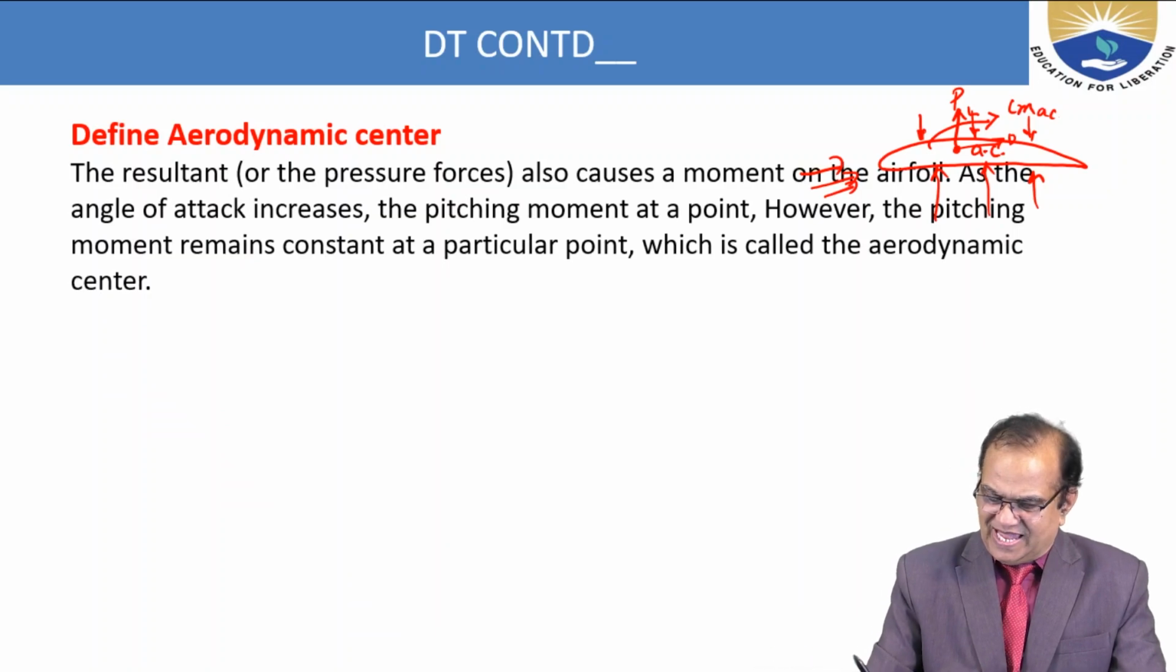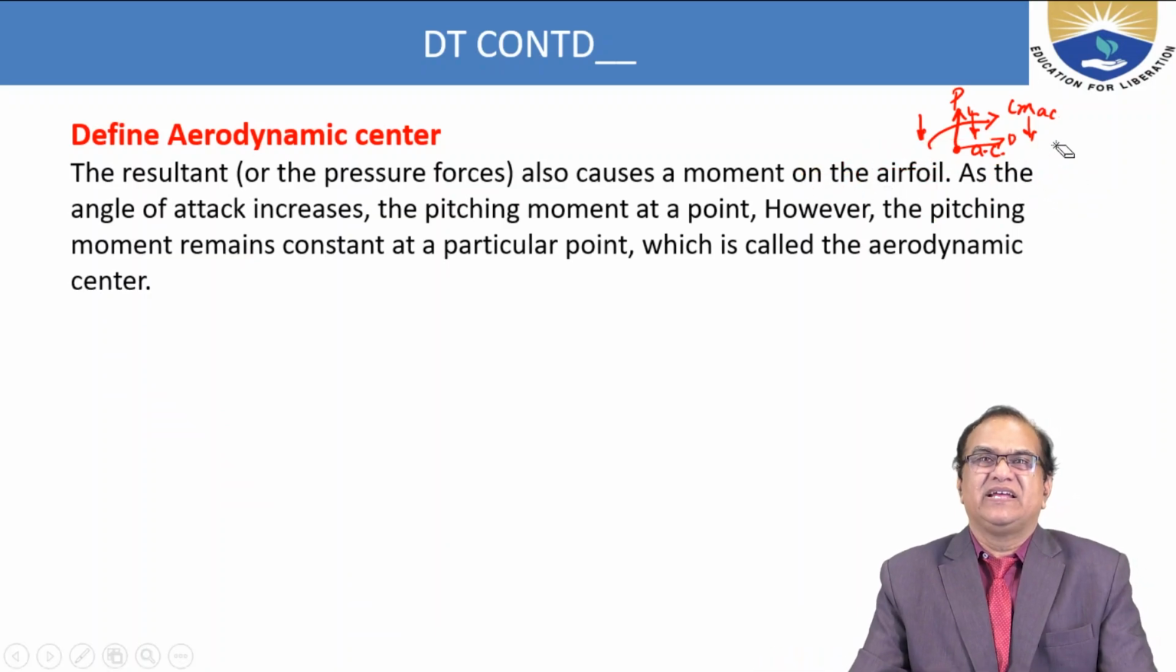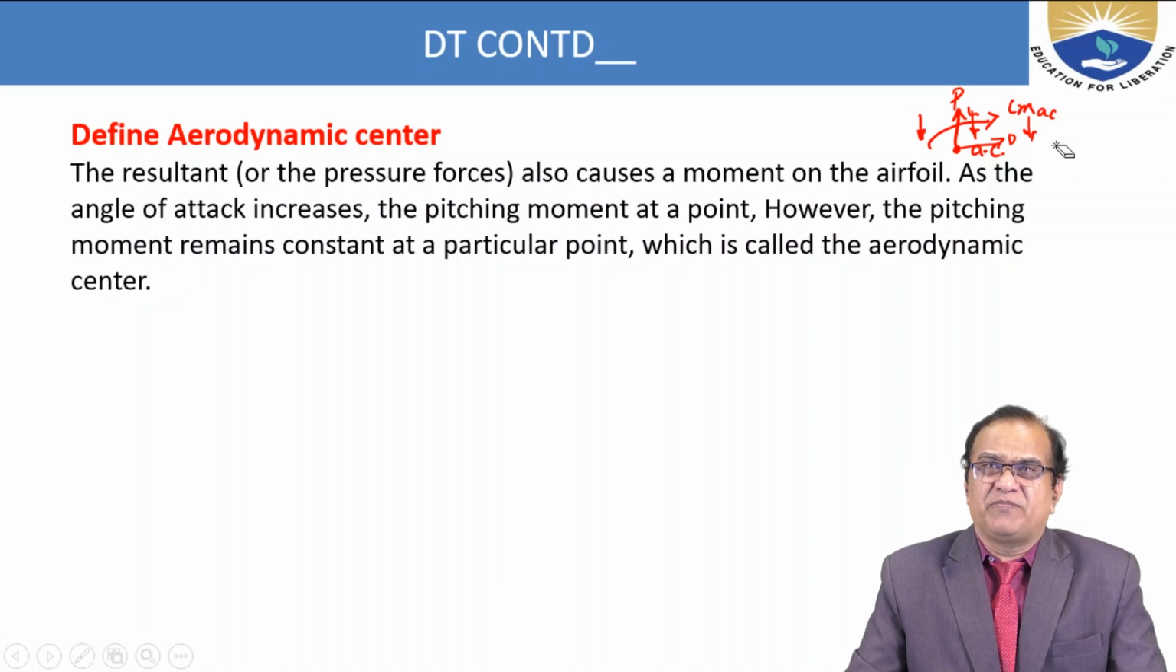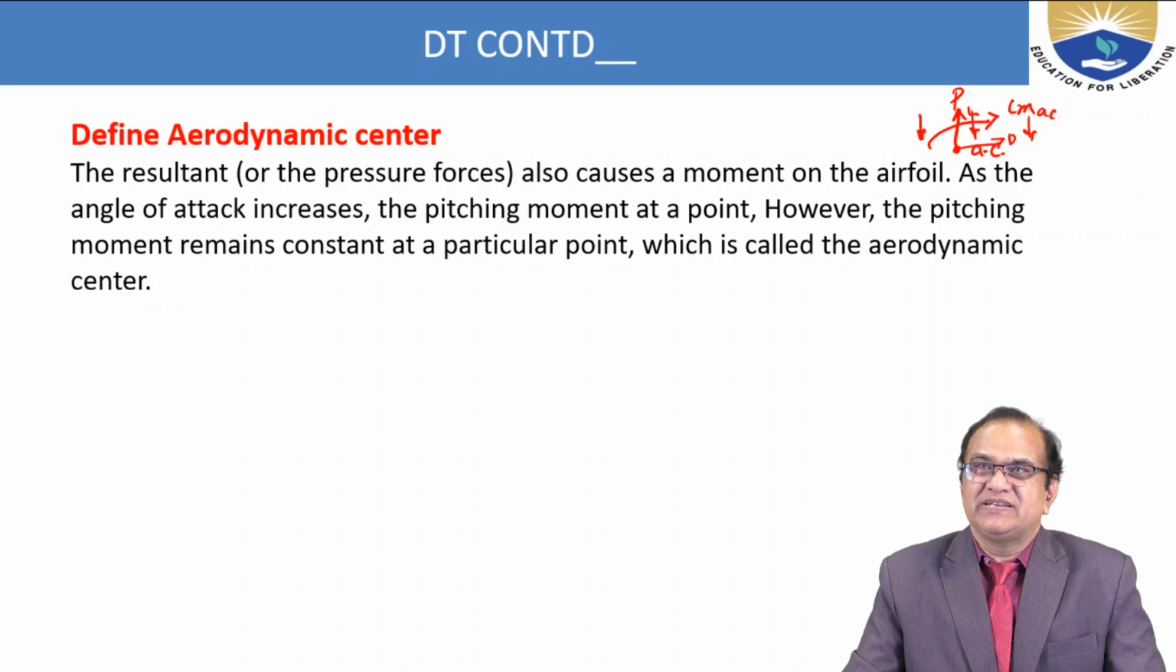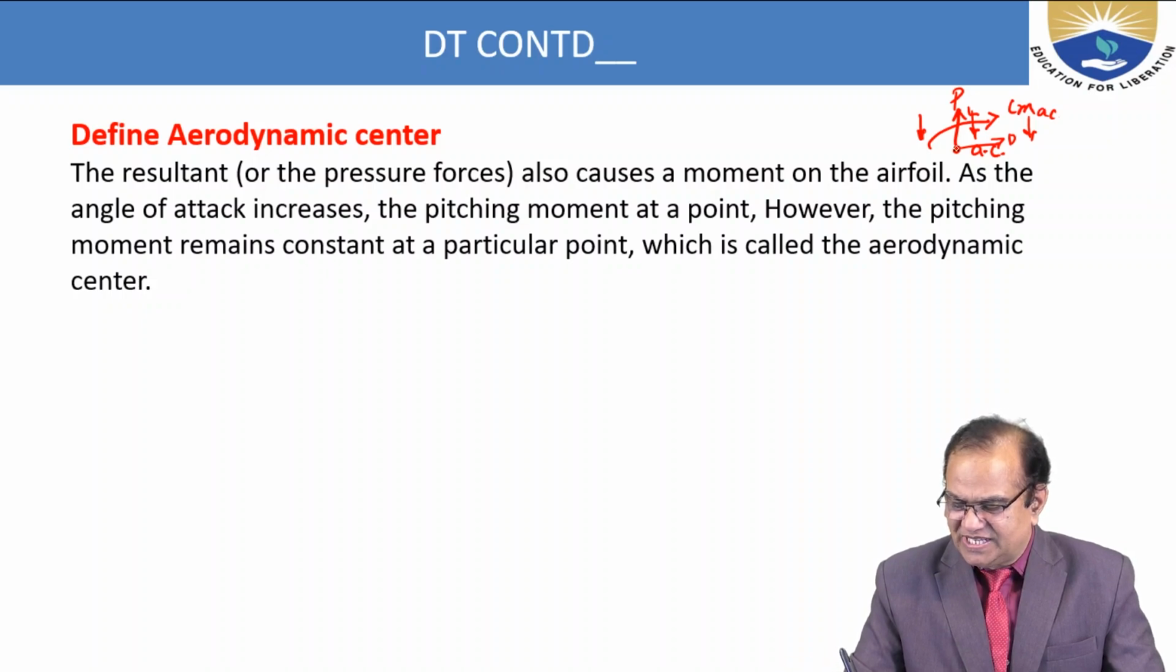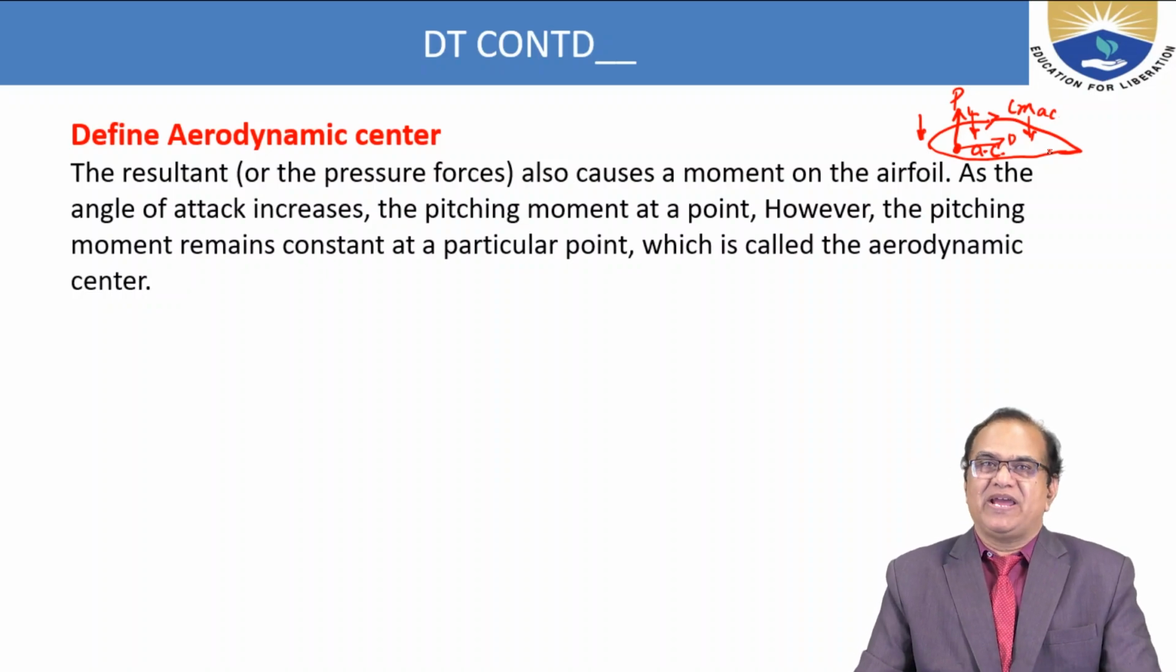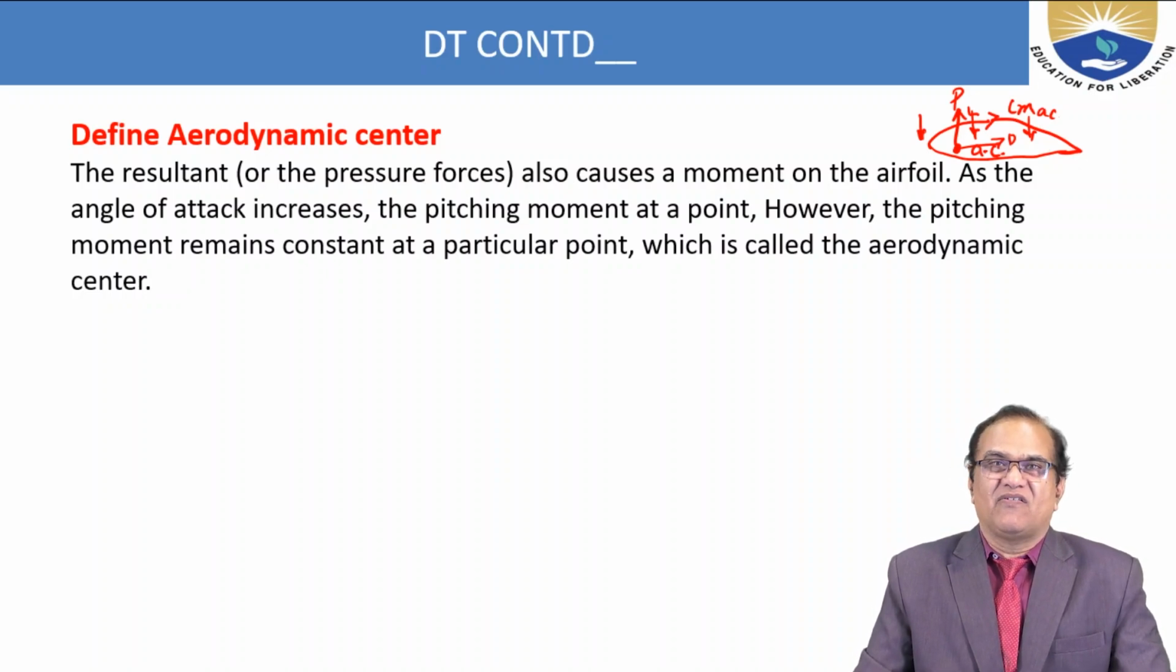So we can see here that the resultant of the pressure forces also causes a moment on the airfoil. As the angle of attack increases, the pitching moment at a point remains constant, at a particular point, which is called the aerodynamic center. So aerodynamic center is the point at which the pitching moment will remain constant at any angle of attack.